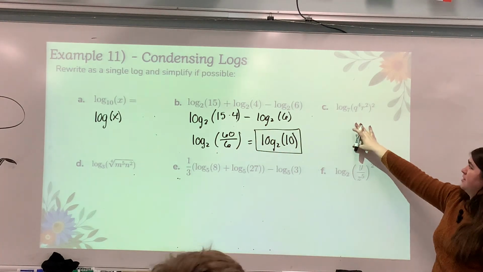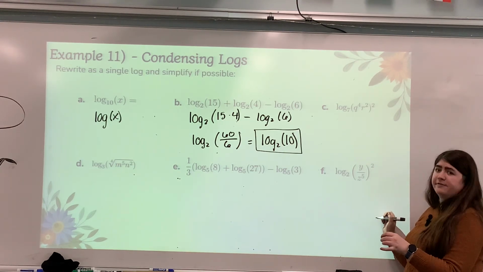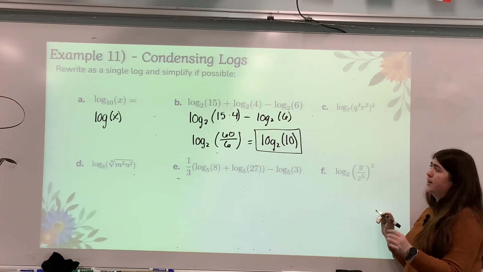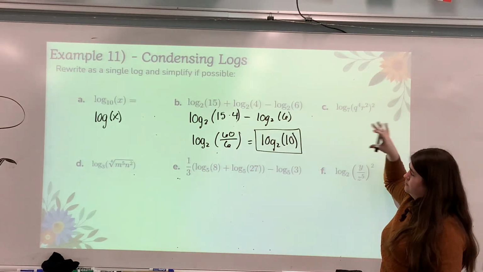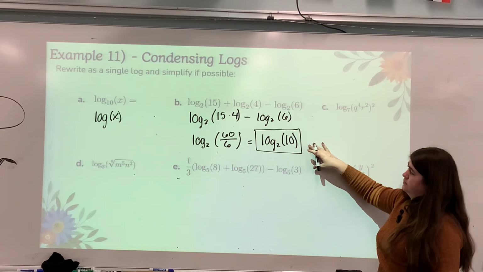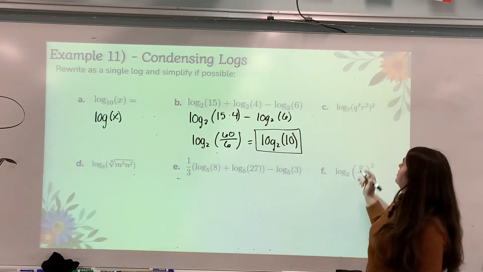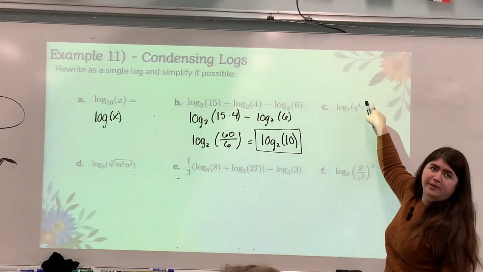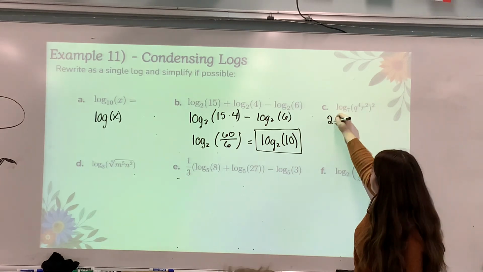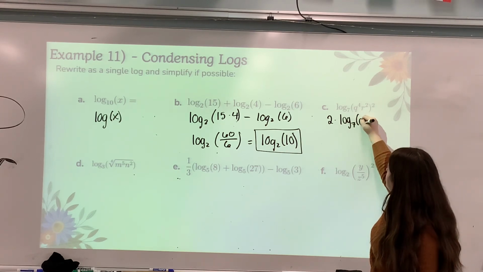Okay. Part C. We have log base 7 of q to the power of 4 times r to the power of 2, all squared. We don't need to break down a whole number that's in here. So then here we have log base 7. What are we going to do with this exponent? Put it in the front. So we have 2 times the log base 7 of q to the power of 4 times r squared.